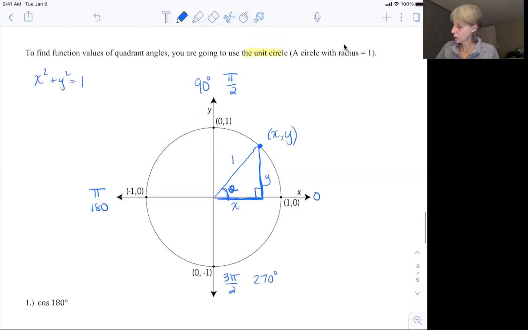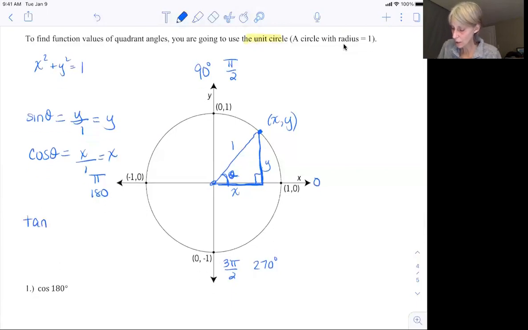the sine of theta is what? Sine of theta is y over 1, opposite over hypotenuse. So the sine of theta is the y value of a point on the unit circle. The cosine of theta equals x over 1. So the cosine is the x value of a point on the unit circle. And then we also know that the tangent is sine over cosine. So our tangent can be found using the x and y values from the point.